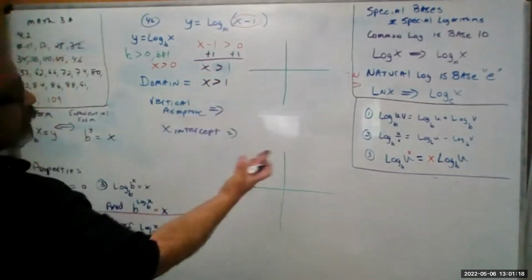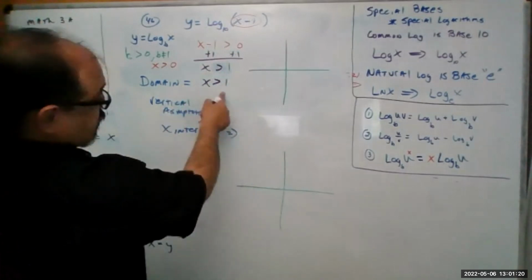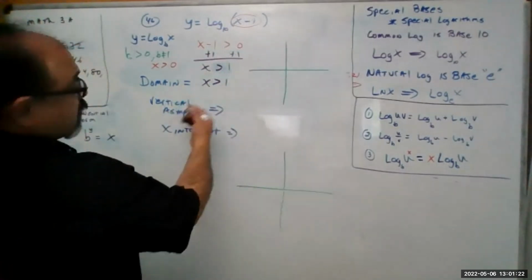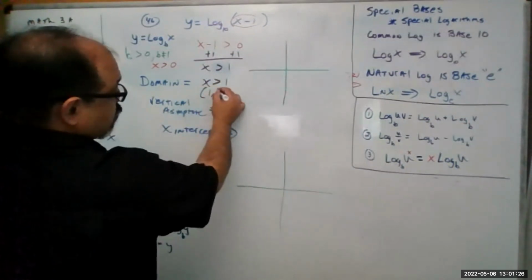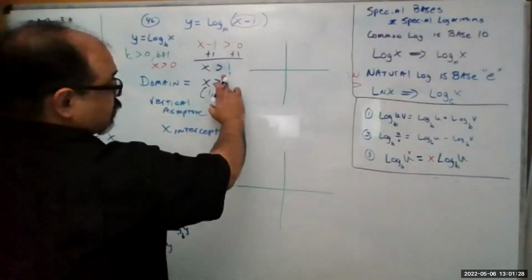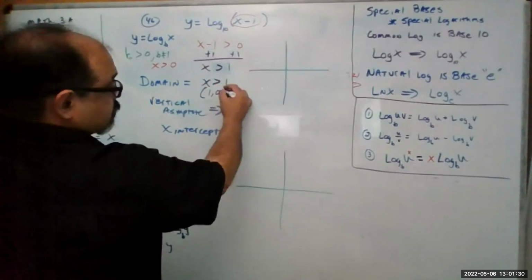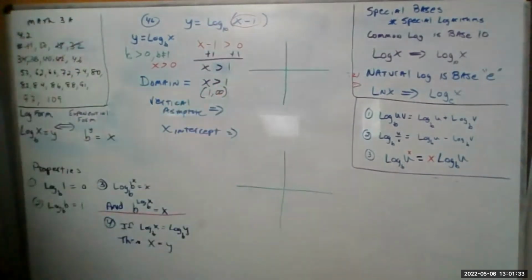And I don't know in the back if they just leave it like this or if they use interval notation. The interval notation would be parentheses 1 to infinity, if they use interval notation. They've been switching back and forth, so that's why I'm putting that there.